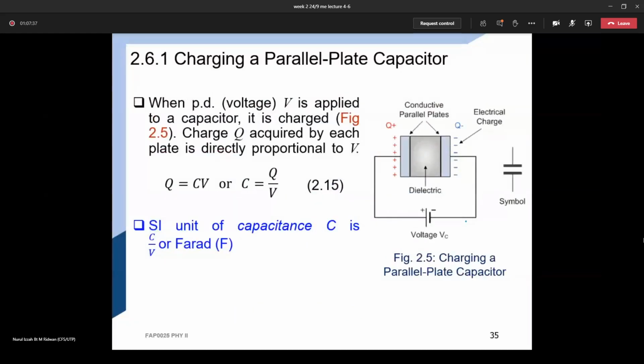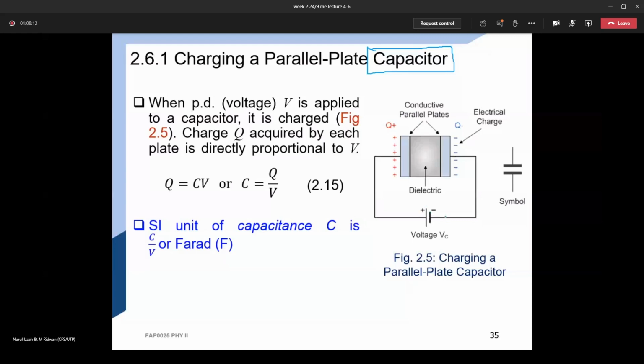Okay, and then what can you calculate for the capacitor? Before we go to the capacitance, I want to introduce to you the first equation for a capacitor. For a parallel plate capacitor, the question will give you this term. So once you see the term capacitor, you are free to use this formula. When a PD, which is potential difference, or you call it voltage, is applied to a capacitor, it is charged. So this is how the capacitor is charged.